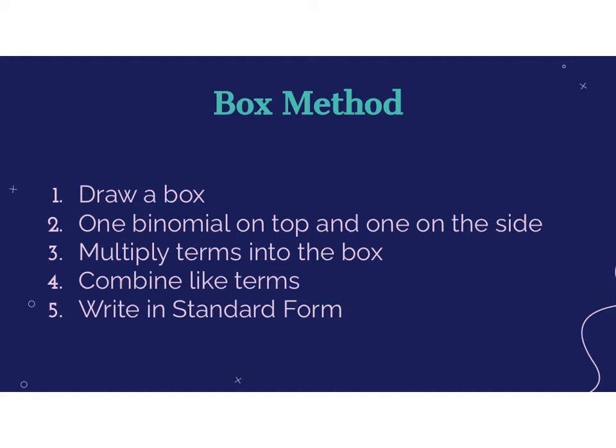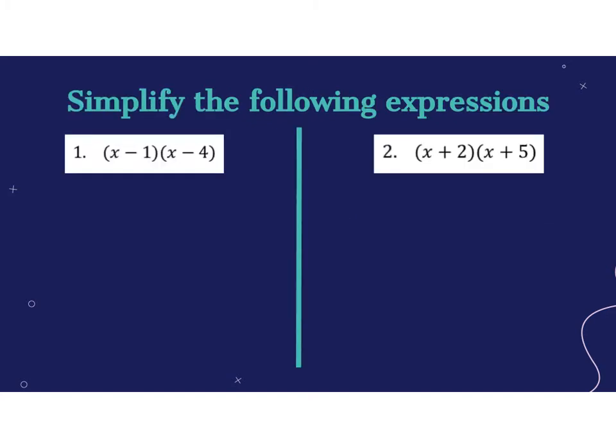We're going to set up the box. We're going to put one monomial on the top and one on the side. Then we multiply terms to the inside of the box, then combine the like terms and write them in standard form, which these things are really the last two steps of any sort of simplifying expression process. So let's try number one.